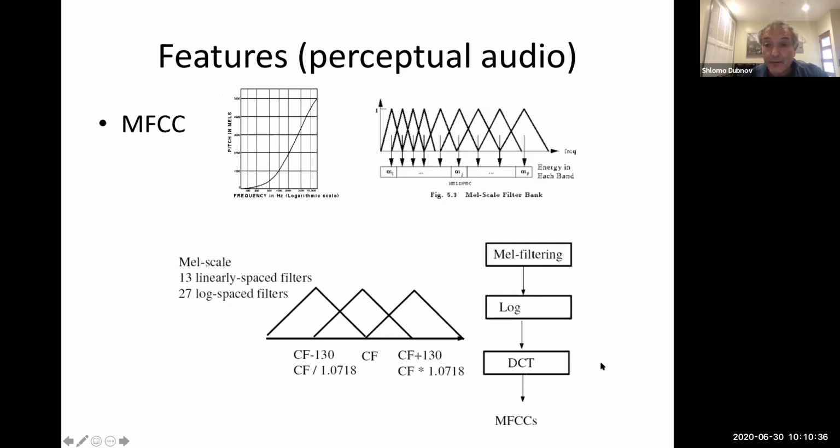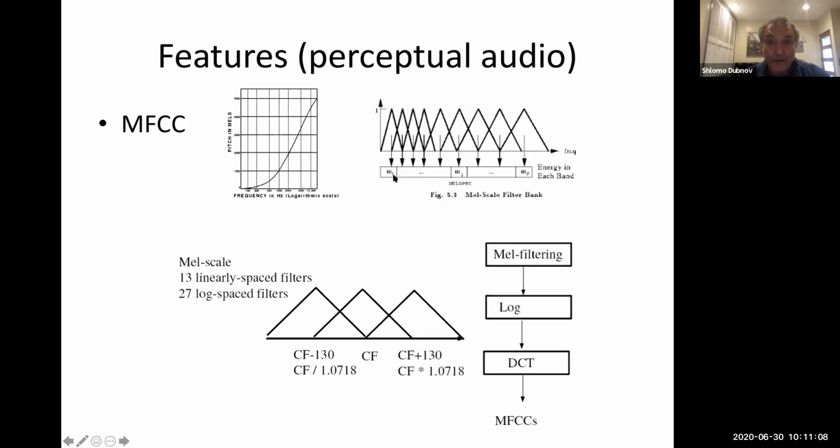Cepstral processing, sometimes called homomorphic processing, is an interesting trick that tries to separate the frequency contents into slow and fast frequencies. It doesn't mean much unless you've already heard this term, but this is the mathematical operation that it does, and we'll go back to this idea of how frequencies are represented once we start talking about filters. But MFCC as a feature, basically that's what it does.